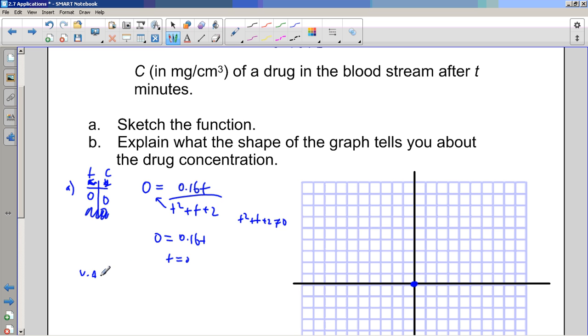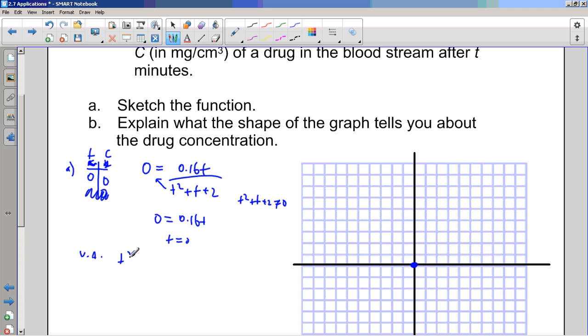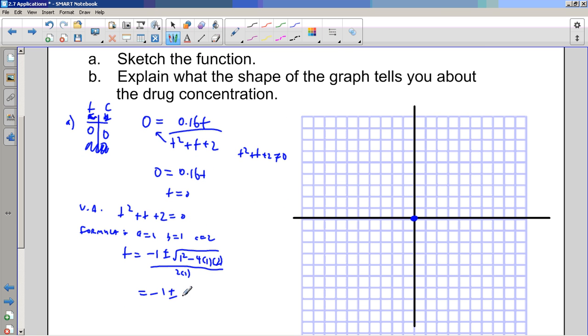The next thing I think about is the vertical asymptotes, and the vertical asymptotes occur when the bottom is equal to 0. And this looks like it factors, but it doesn't factor, and so I'm going to use the formula, with a equals 1, b equals 1, c equals 2, and something a little bit strange happens that we haven't seen too much. Negative b plus or minus the square root of b squared minus 4ac all over 2a, and I get negative 1 plus or minus the square root of negative 7 over 2.